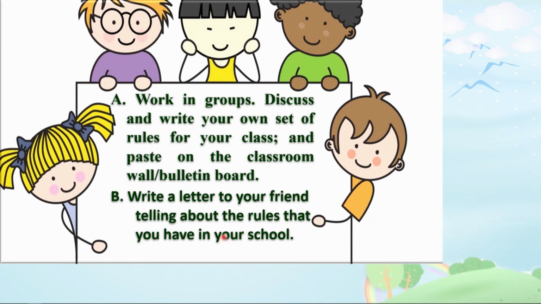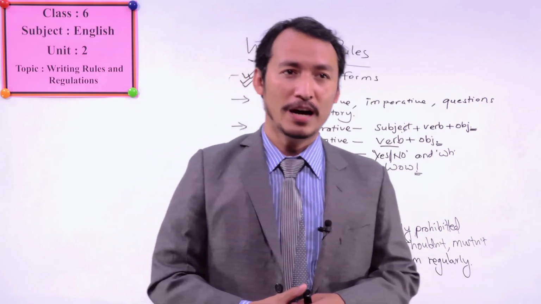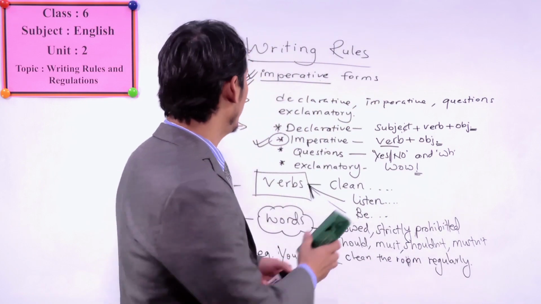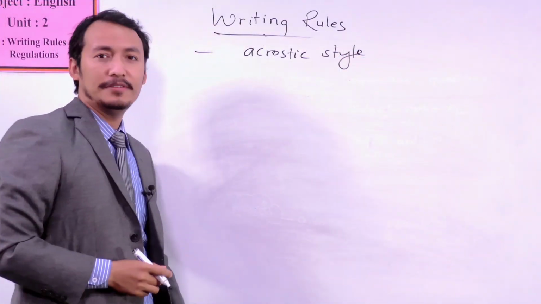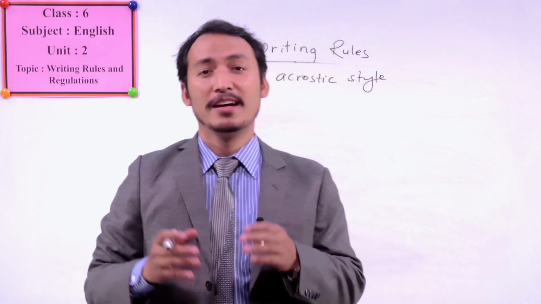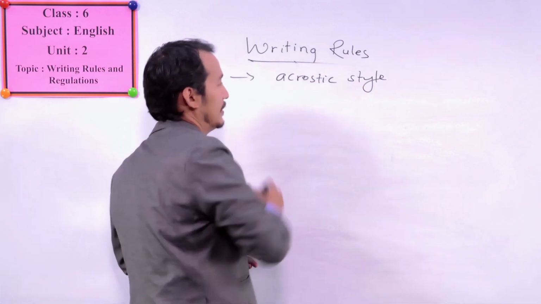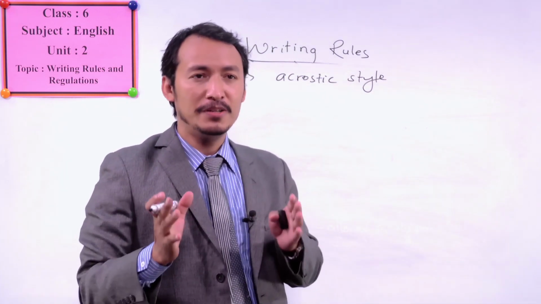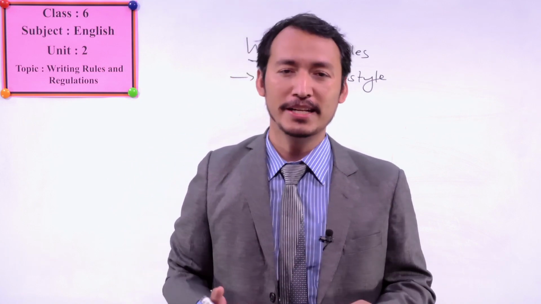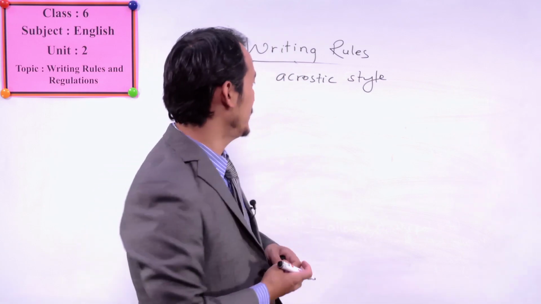So I'll give you one idea. You have already seen that idea, but I'll again show you how you can generate your ideas to write. Okay, students? One of the good ideas that you can use to write rules is the acrostic style. You also have it in your book for library rules. Now I'm going to show you how you can start your writing of rules with acrostic styles.